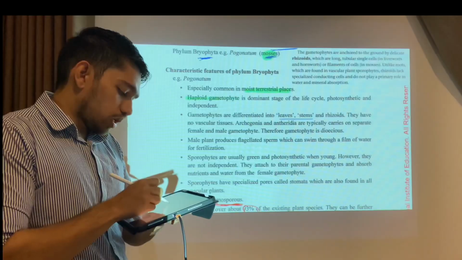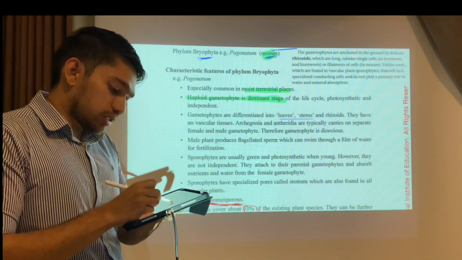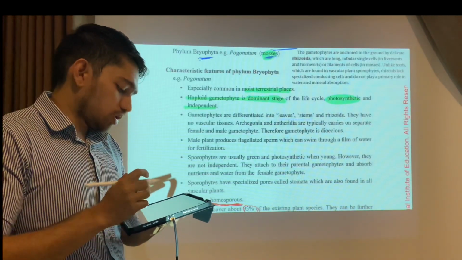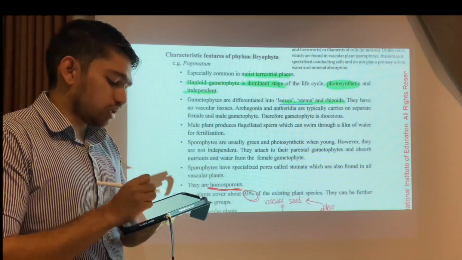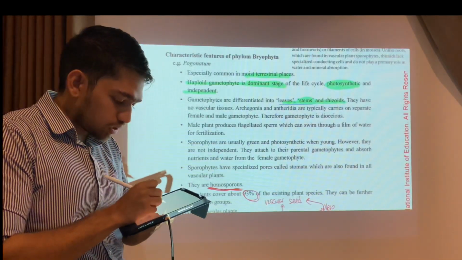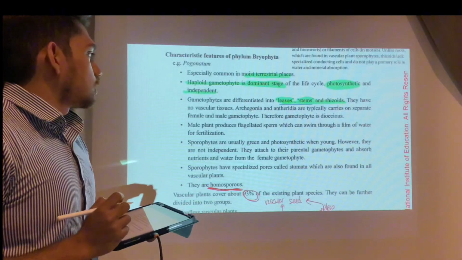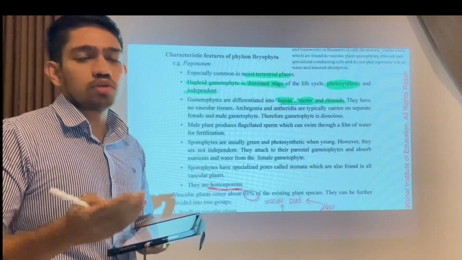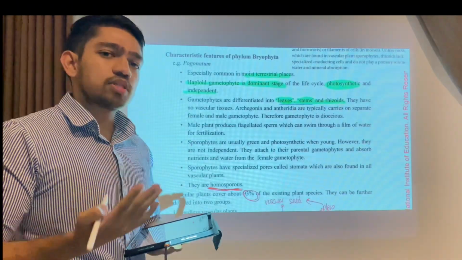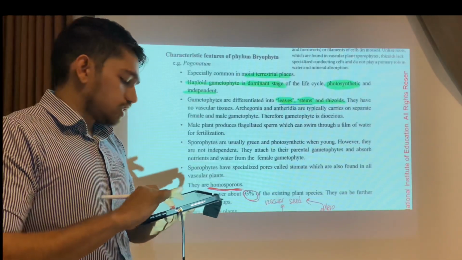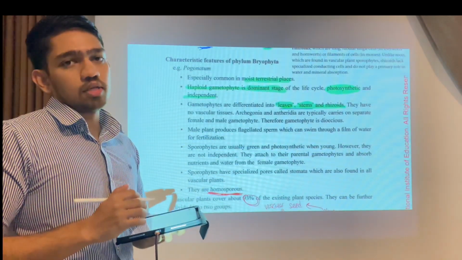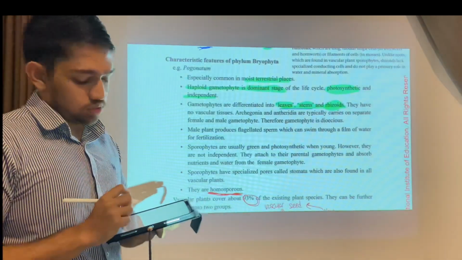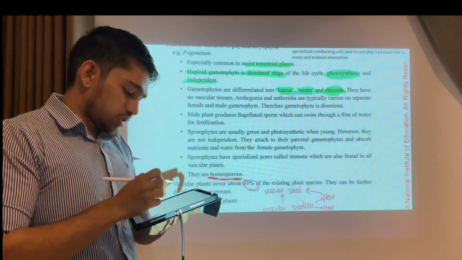Then the haploid gametophyte is the dominant stage, as I mentioned. It is photosynthetic, so it can produce its own food, and it is independent. The gametophyte has "leaves," "stems," and "rhizomes." As you can see, they are mentioned within inverted commas. That means they are not proper stems or leaves, because in the definition of stems and leaves, we use the stems and leaves that we can see in vascular plants. Since these are not vascular plants, we do not consider them to have proper stems and leaves. And also, instead of roots, they have rhizoids.